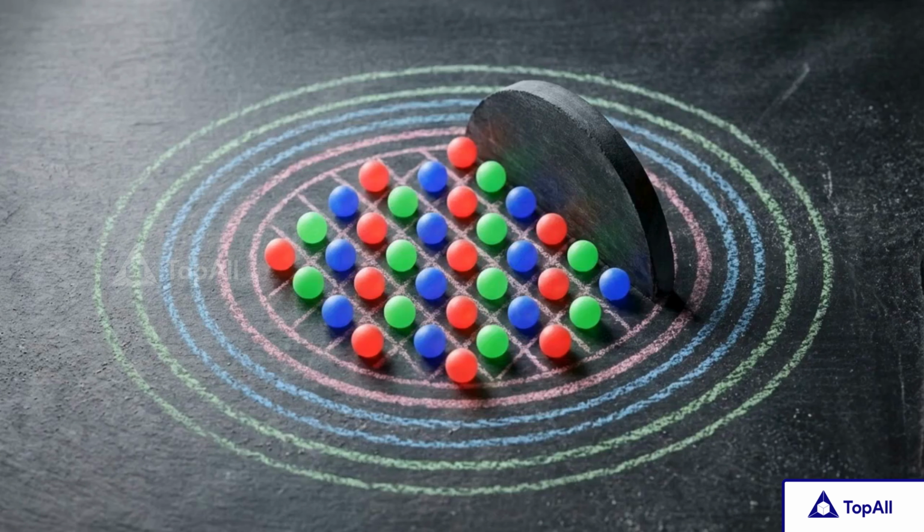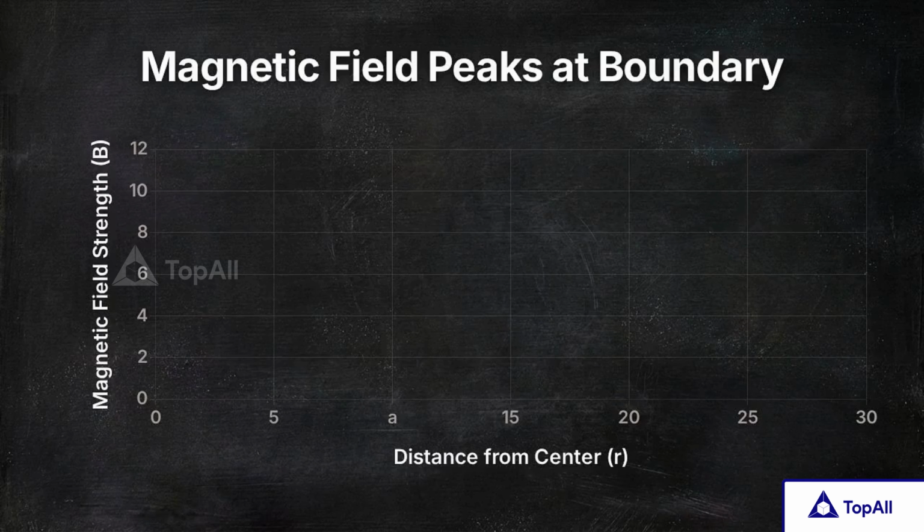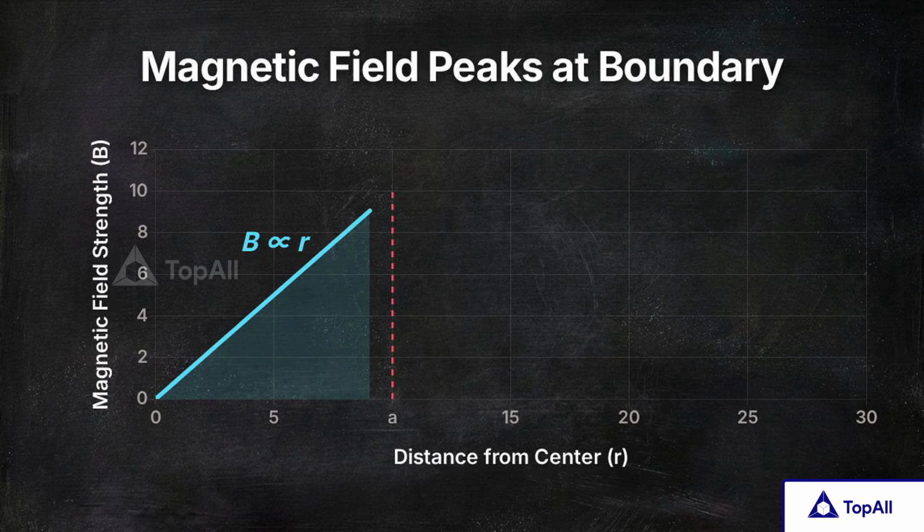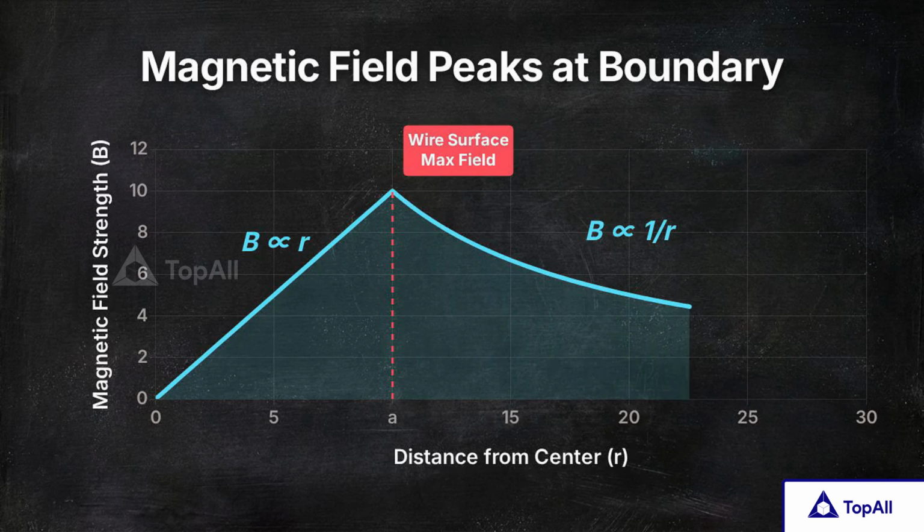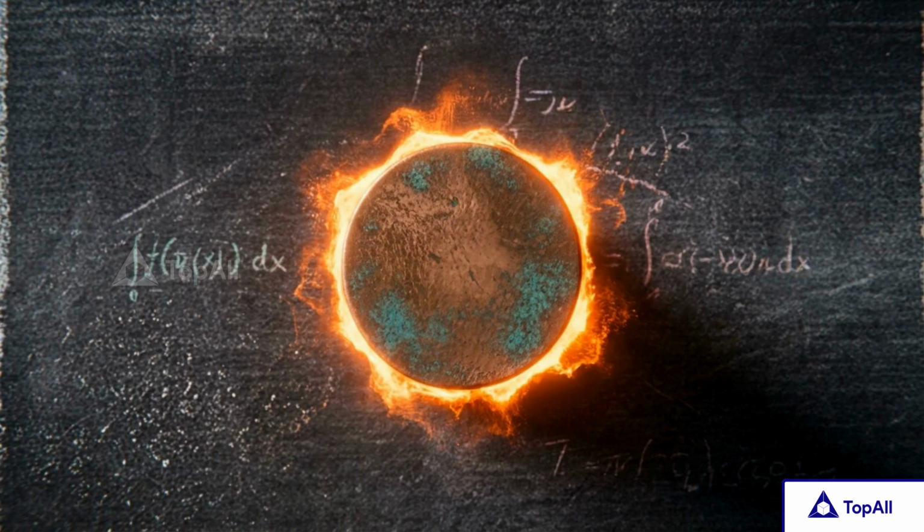By combining the internal linear growth and the external inverse decay, we construct a complete mathematical profile of the wire's magnetic force. Plotting the magnetic field B on the y-axis against distance r on the x-axis, we mark the wire's boundary at a. Field strength rises linearly as we travel outward through the metal. Once in empty space, it decays along a sweeping curve. The absolute peak of the graph sits exactly at distance a. A solid, uniform wire exerts its maximum magnetic force right on its outer skin.